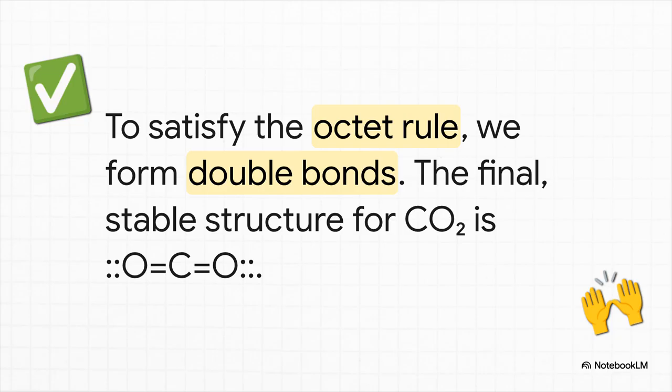If we just use single bonds and fill in the dots, the carbon in the middle isn't satisfied. It doesn't have its full octet. So, what's the solution? They have to share more. The carbon forms a second bond with each oxygen. And now, with 2 double bonds, look at that. Everyone is stable. And that is the final Lewis structure for CO2.